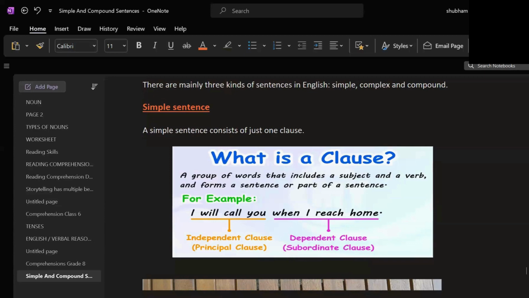For example, there is a boy named Rahul. Rahul is playing. So who is the subject here? Rahul is the subject because I'm talking about Rahul. And playing is the verb. That is the action. So it is an action verb. So what is a clause? A group of words that includes a subject and a verb and forms a part of a sentence. So it is known as a clause. Look onto my screen where I have given an example. I will call you when I reach home. So there are two actions taking place. But I will come onto this later because it is about a complex sentence.